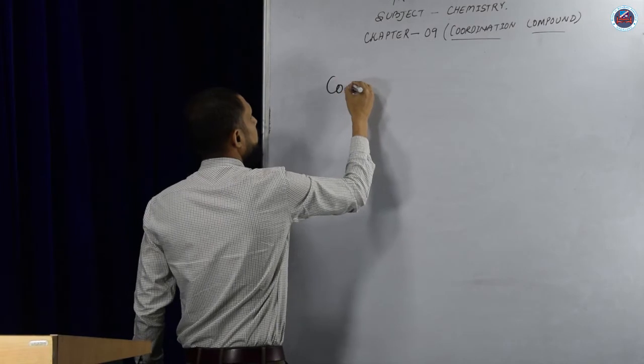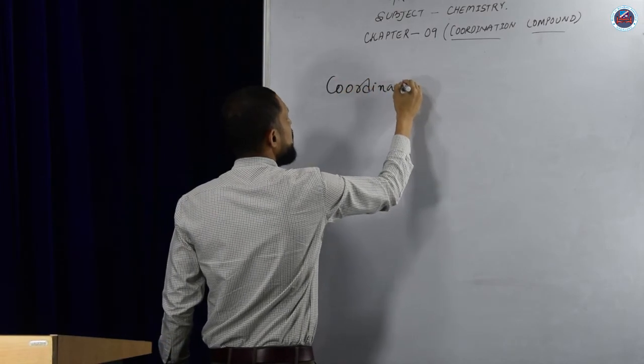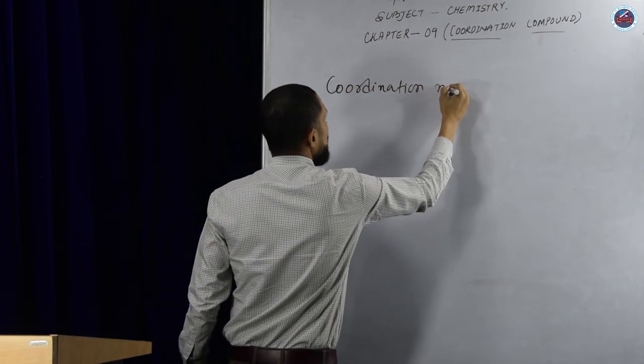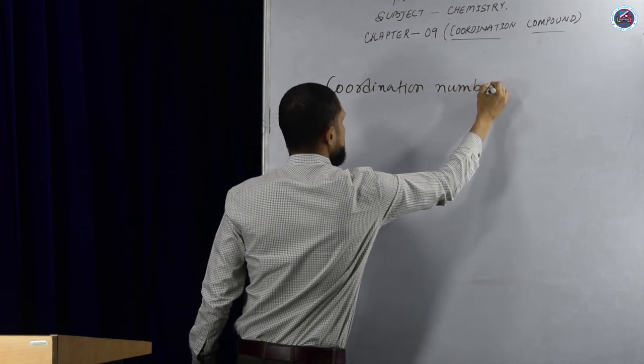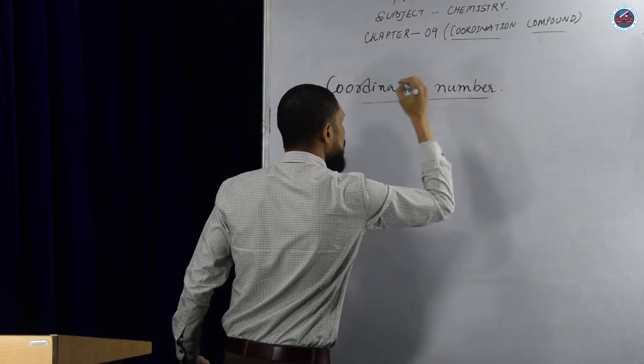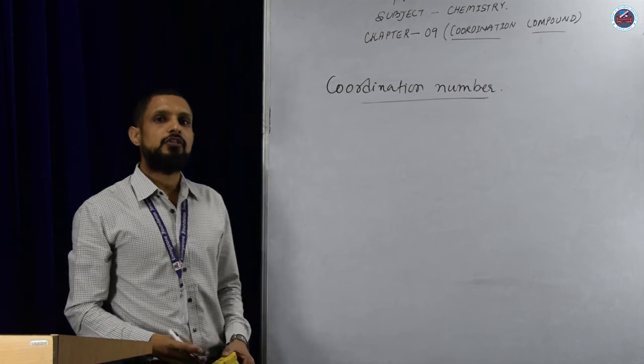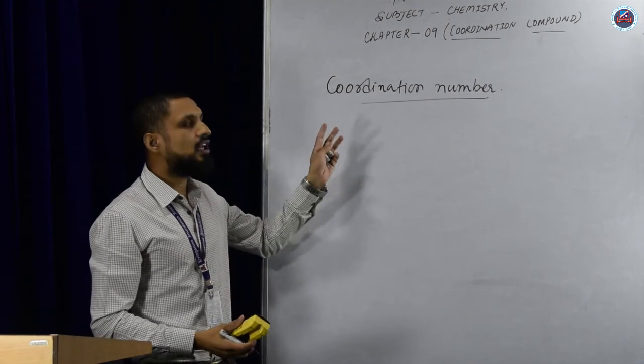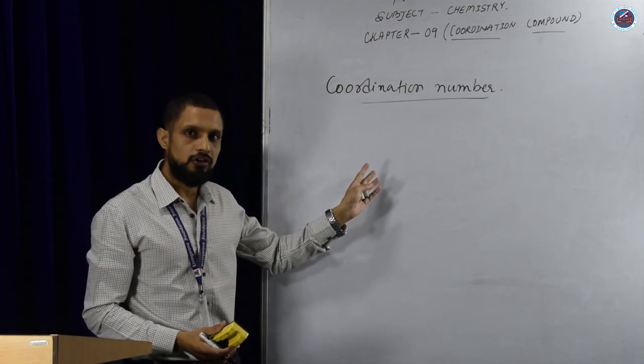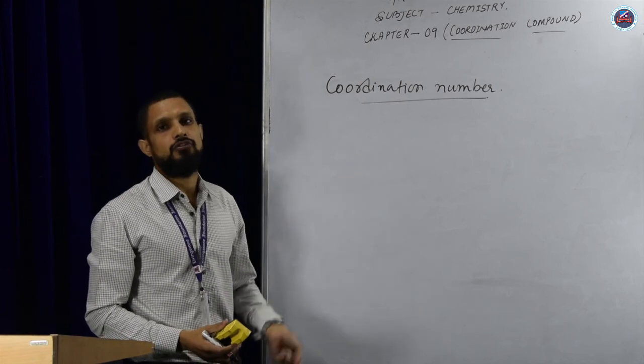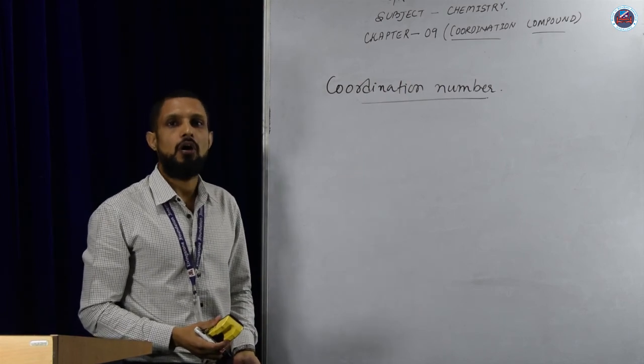Next is coordination number. So if we define coordination number, it is simply the number of donor atoms which are directly linked to the central metal atom or ion.